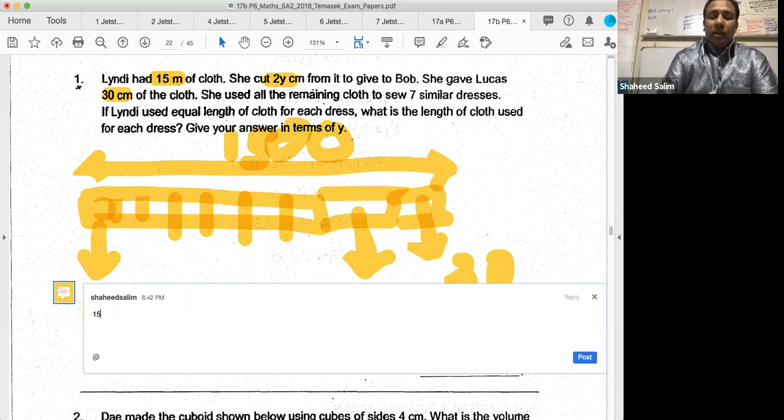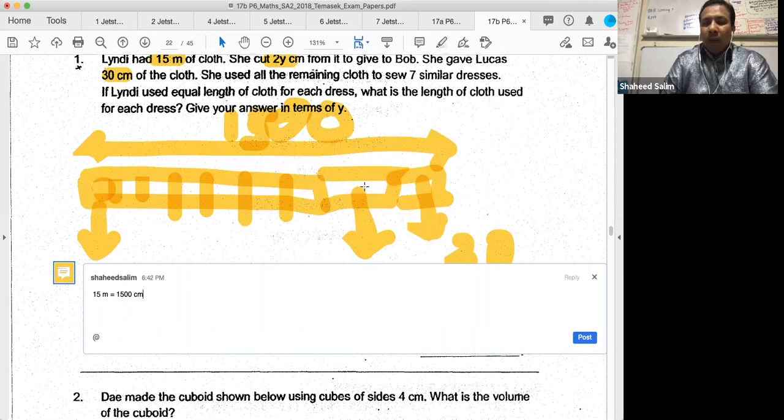Okay. So 15 meters is equal to 1,500 cm. The whole thing is 1,500 cm. Now he's going to cut away some cloth first. First he cut off 2y, then cut off 30 cm. So we take 1500 minus 2y minus 30. Now 1500 cannot minus 2y, but it can minus 30. You get 1470 minus 2y balance. This is the cloth down here.